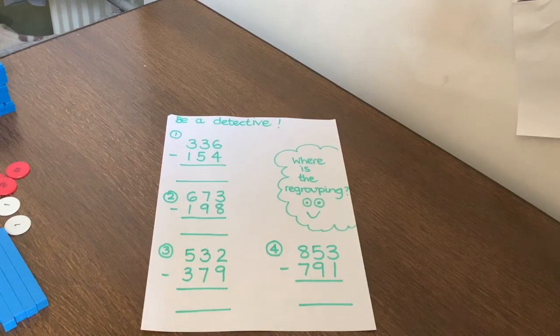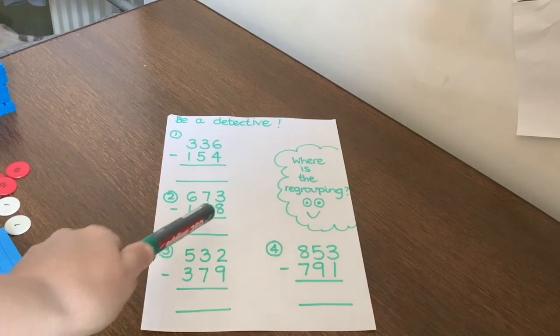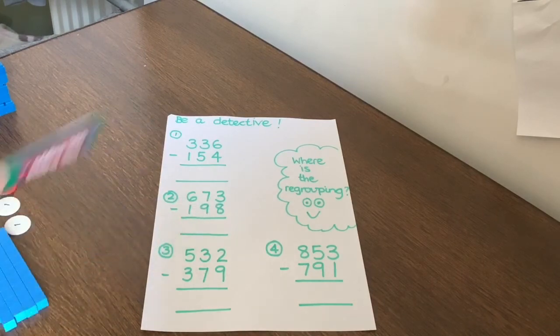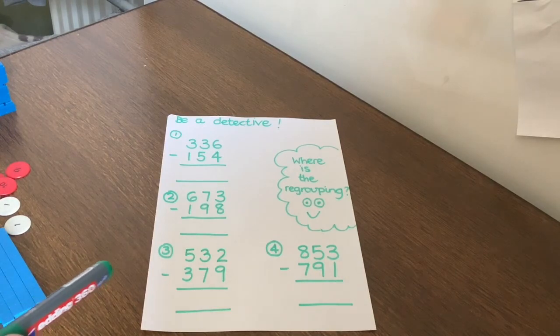Let's try question 2. Have a really good look. Where's the regrouping? Call it out, tell me. Yeah, you're right. It's going to be in the ones column and the tens column. Because look, both of them, the ones column and the tens column, both of them have more on the floor. So you're going to have to go next door to get some more. What about question 3? Look carefully. Think about what we've just done before. Yeah, you're right.